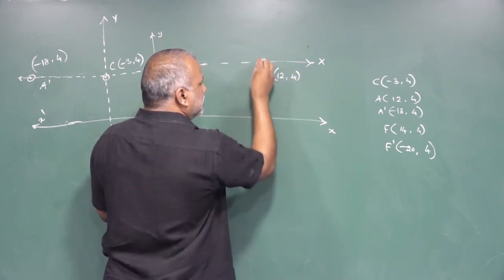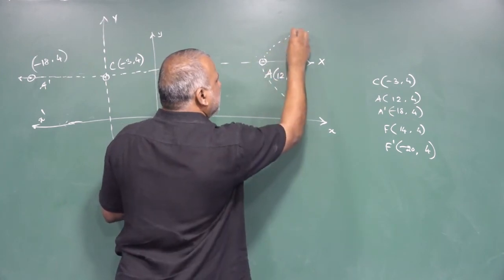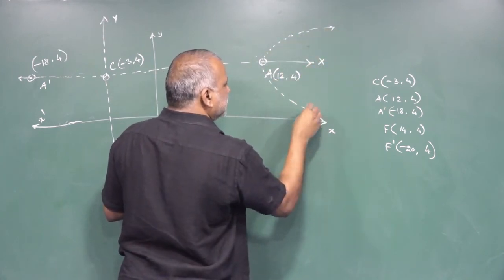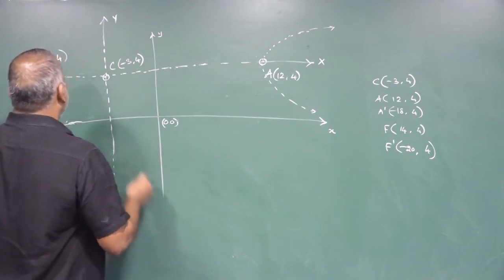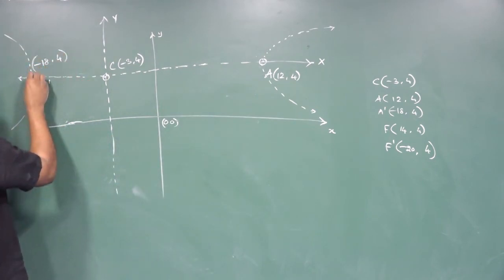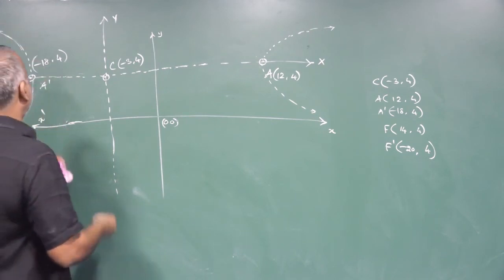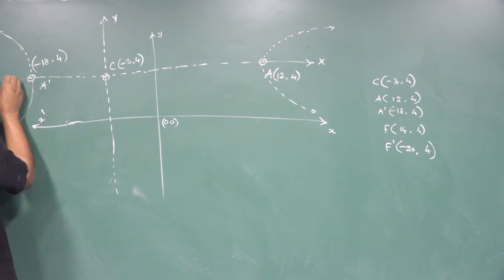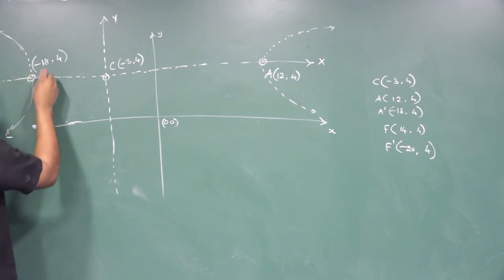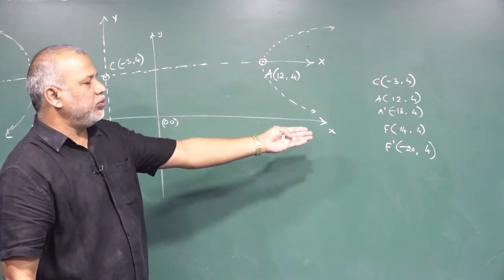So 12 comma 4. The reason is the hyperbola passes through the vertices. So we are able to plot this one. Again we are able to draw this one here. So this is the hyperbola passing through the 2 points A and A dash. Then after that we are able to work out the foci.